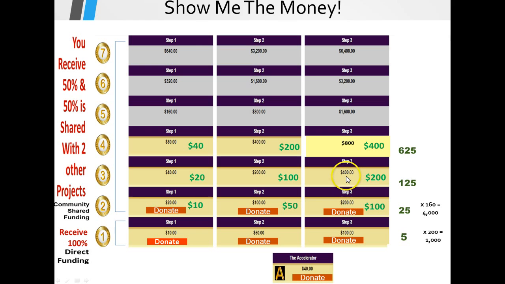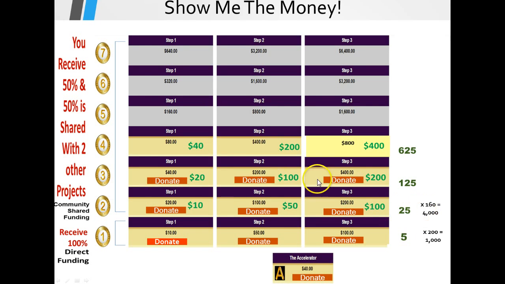And lastly, you're going to donate $400 in order to receive $200 each from these 125 projects. So all total, you donated $640. Where did the $640 come from? It came out of the $4,000 that you received previous. So let's go ahead and make those donations.